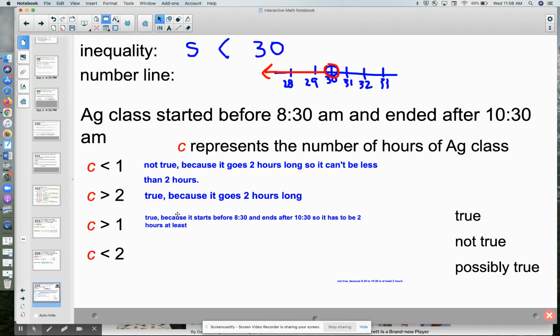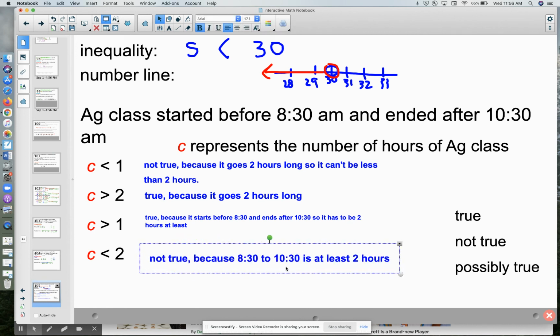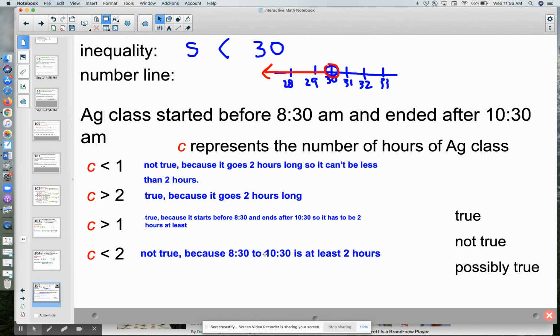So some of these can be true together with the others, and it's okay. Is the class less than 2 hours? No, it's not. It's not true, because 8:30 to 10:30 is at least 2 hours. So C is not less than 2. Okay. This is going to help you with your homework.